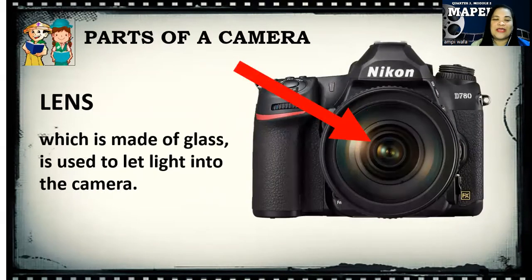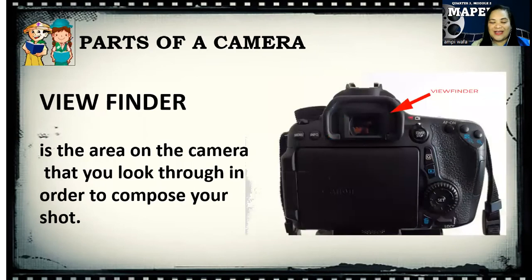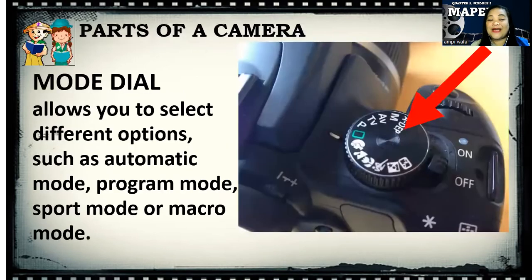So first of all, we have the lens. Lens which is made of glass and is used to let light into the camera. That is lens. Next, the viewfinder. The viewfinder is the area on the camera that you look through in order to compose your shot. The viewfinder. Next, the mode dial allows you to select different options such as automatic mode, program mode, sport mode, or macro mode.